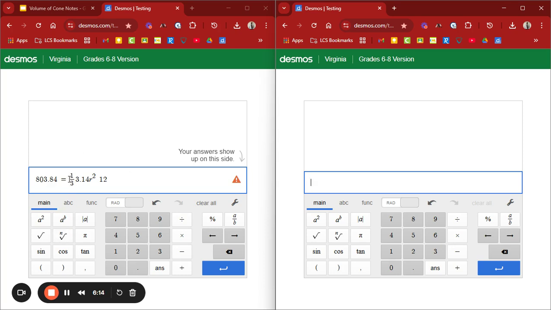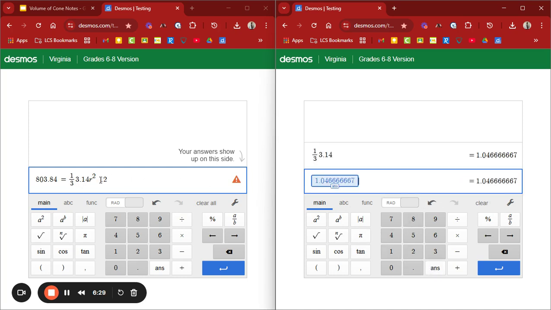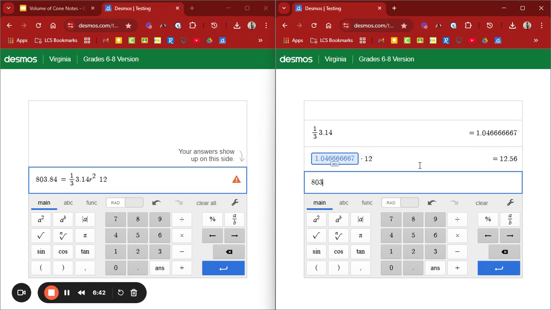All right. I'm going to first start doing 1/3 times 3.14. And that's my answer right there. Let me bump it down. Then I'm also going to multiply that by 12. So that times 12. Now I'm going to take this answer and subtract it from here. So I'm going to do 803.84 minus 12.56. All right, so that's what I got there.